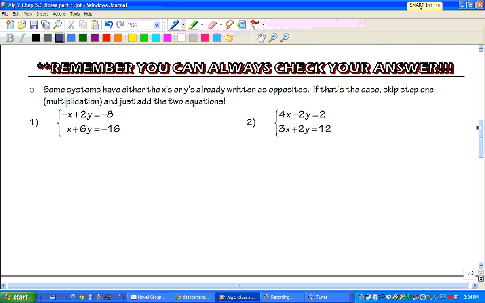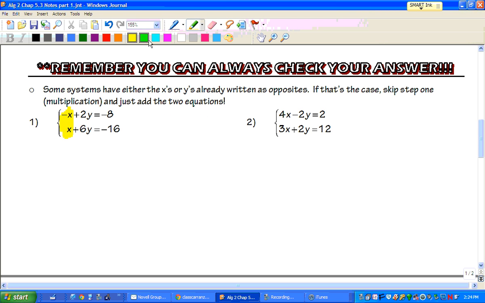Now remember, you can always check your answer to make sure it's right. You should never be like, hey, is this right? You can figure it out. You guys know how to plug in and check. So, our first one: some systems have the x's or y's already written as opposites. If that's the case, skip step 1, which is multiplication, and just add the two equations.